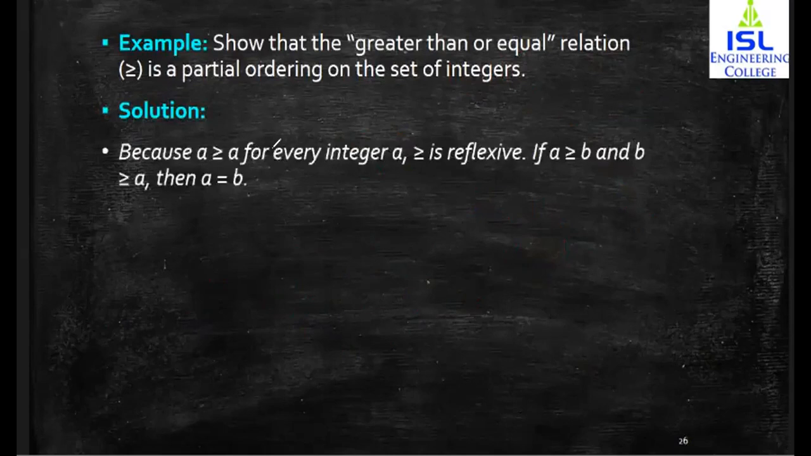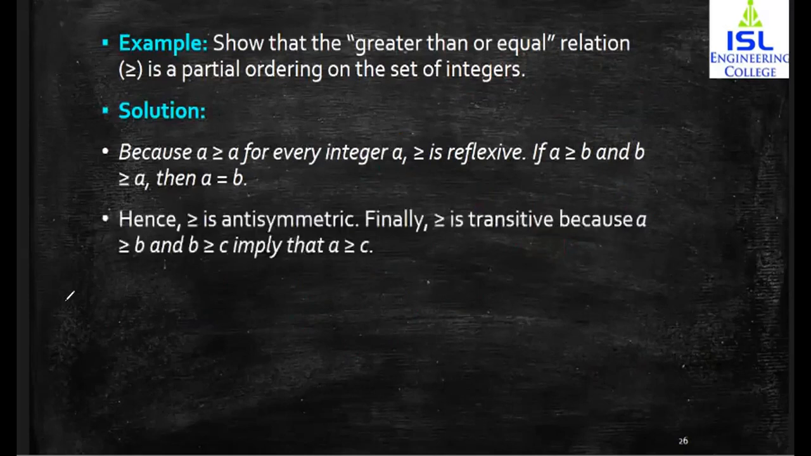For every integer A, A is greater than or equal to A, so the greater than or equal to relation is reflexive. If A is greater than or equal to B and B is greater than or equal to A, then A is equal to B. So our relation is antisymmetric, as I have just shown you with the help of an example. Generally, if we take 2 and 3, 3 is greater than or equal to 2, but we can't write 2 greater than or equal to 3. (2,3) won't appear in your relation. And if it is not appearing, then we don't need to check for the antisymmetric property. Hence, it is antisymmetric.